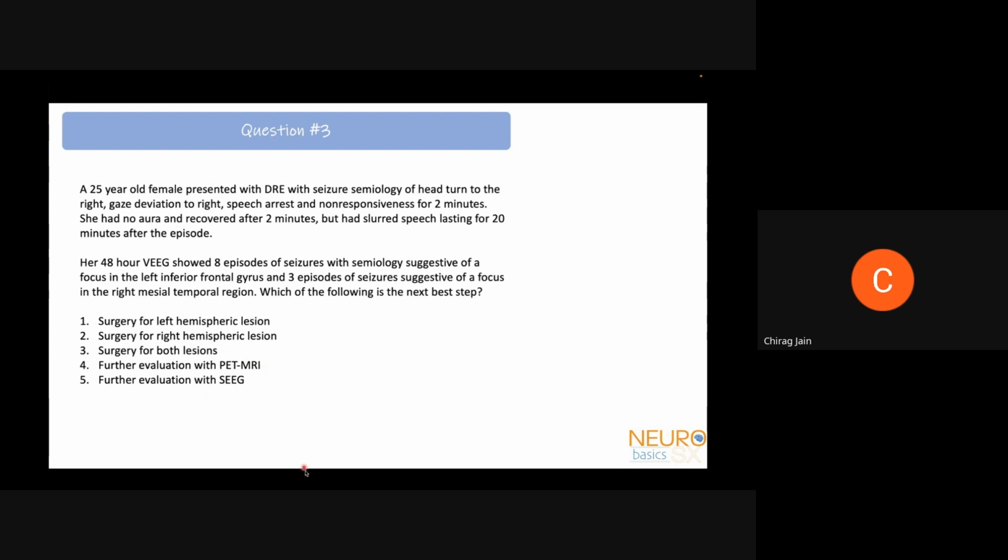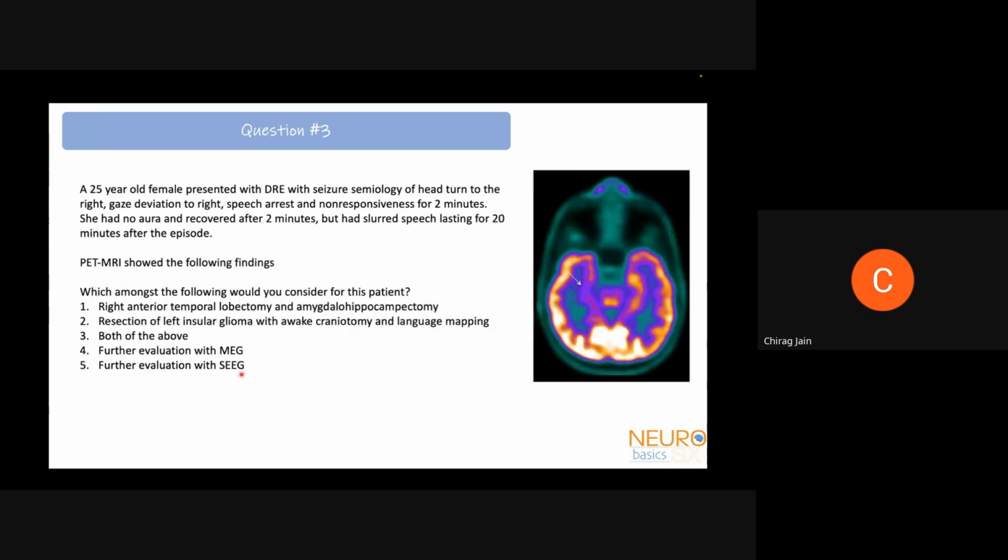Right? So when a patient is not a safe candidate for surgery after your first phase investigation, you go on to your second phase investigations. Before invasive monitoring, always non-invasive monitoring. So the answer is PET MRI. So the PET MRI showed the following findings.